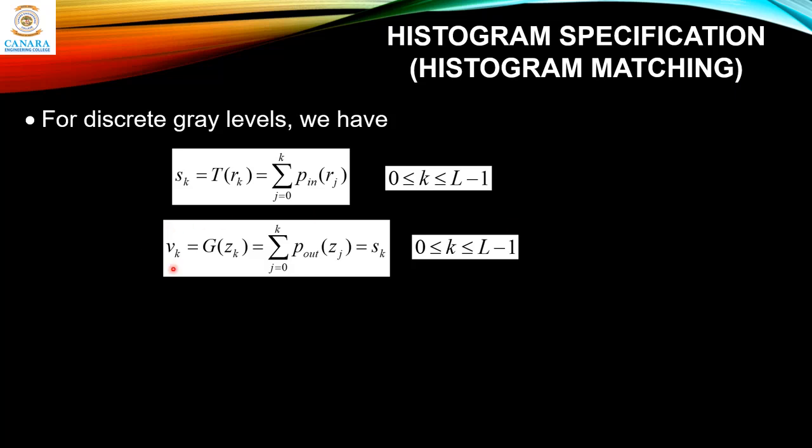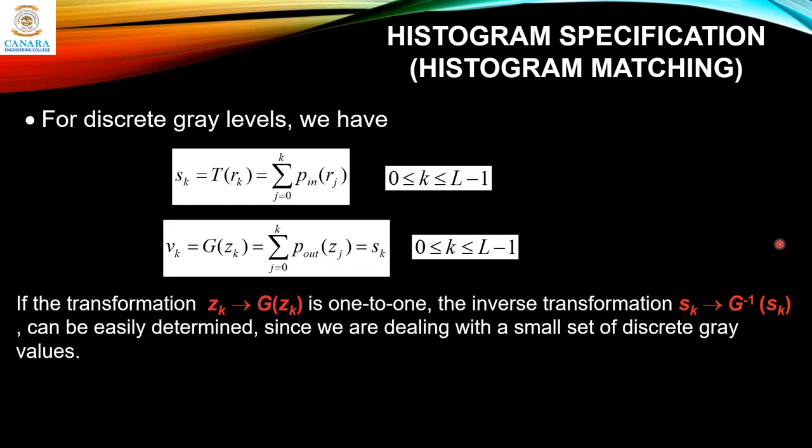And v_k, the output image after histogram equalization, is G of z_k, which is equal to the summation of p_out of z_j, equal to s_k. Again j varies from 0 to k, and k varies from 0 to L minus 1. So if the transformation z_k mapping to G of z_k is 1 to 1, the inverse transformation s_k mapping to G inverse of s_k can be easily determined, since we are dealing with a small set of discrete gray values.